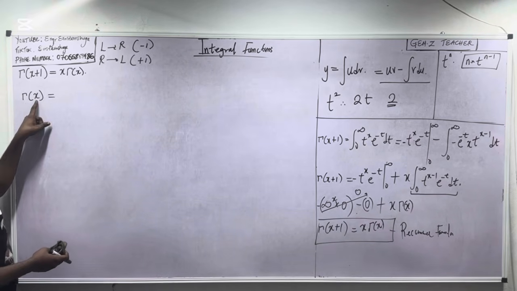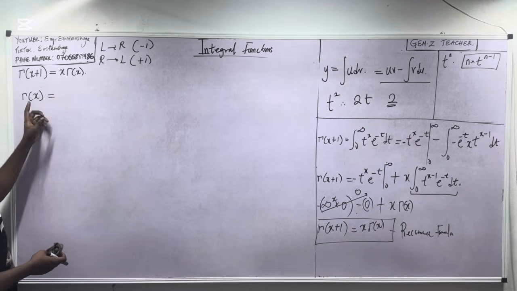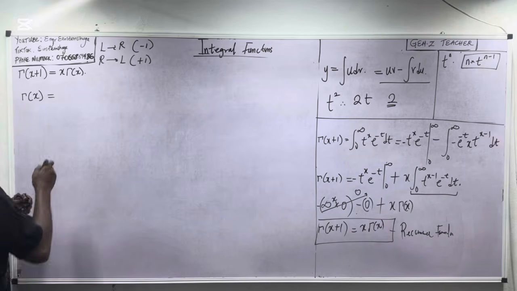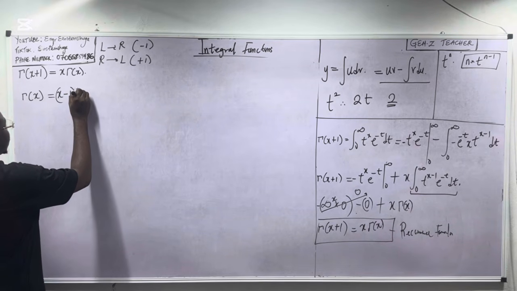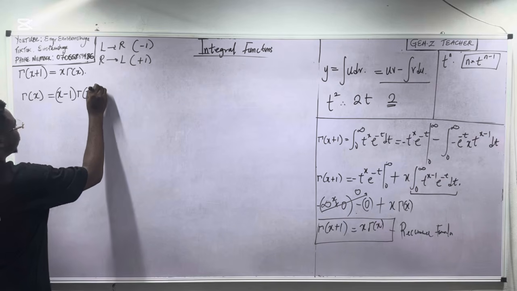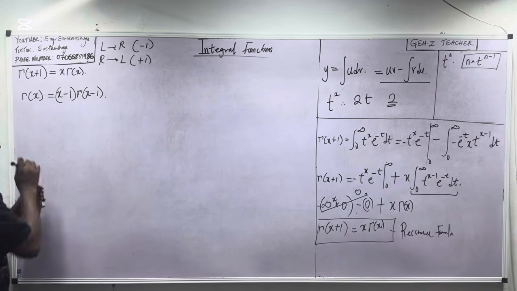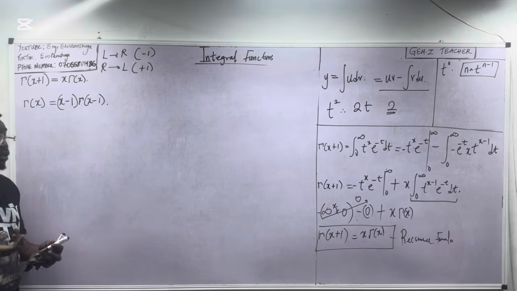So if I have x here, so now I want to put here as my input. I'm going from left to right. I'm going to be reducing by 1. So you're going to have over here x minus 1, okay, and then the gamma of x minus 1. So we're going to have something like this for gamma of x for the recurrence formula. Okay, so now we've seen this.